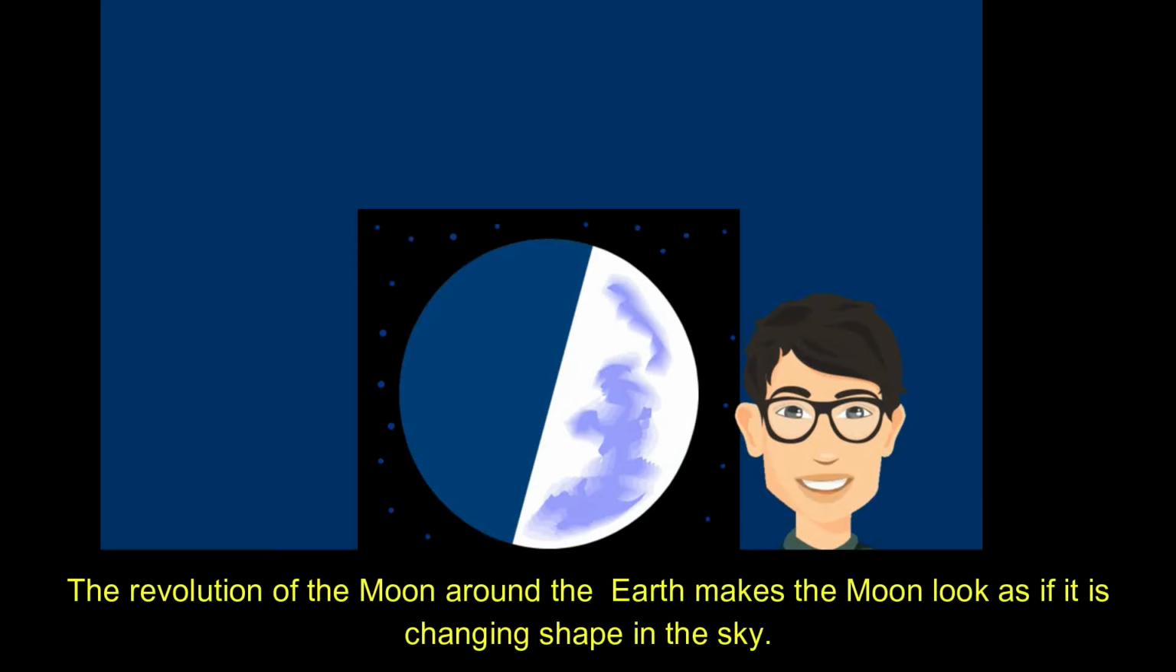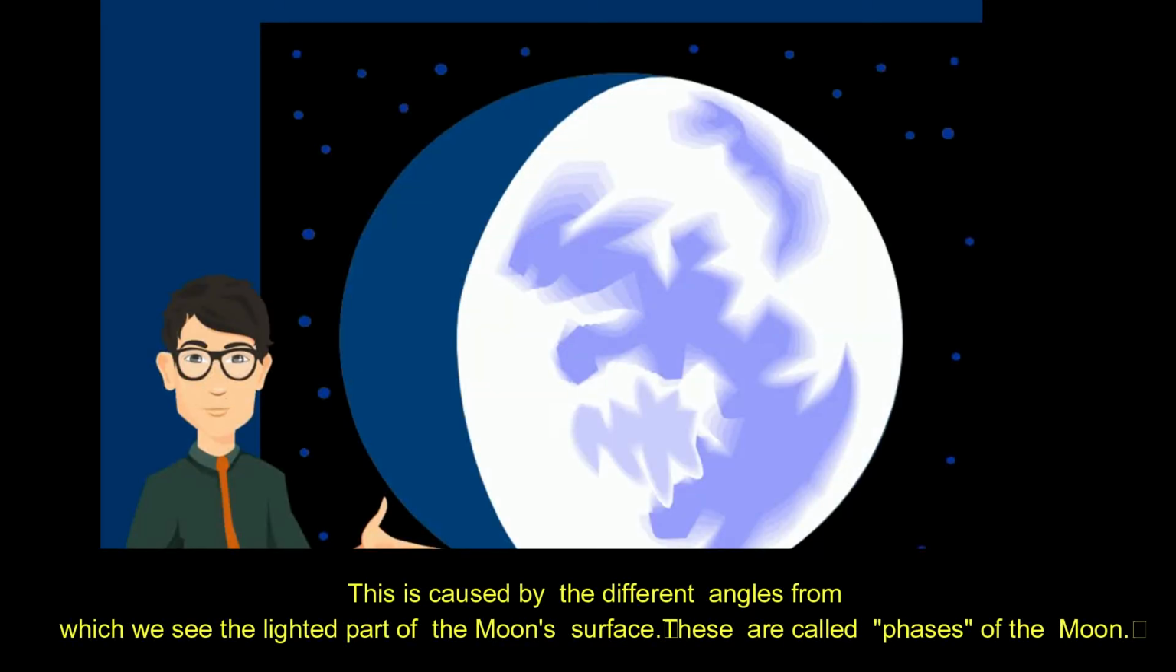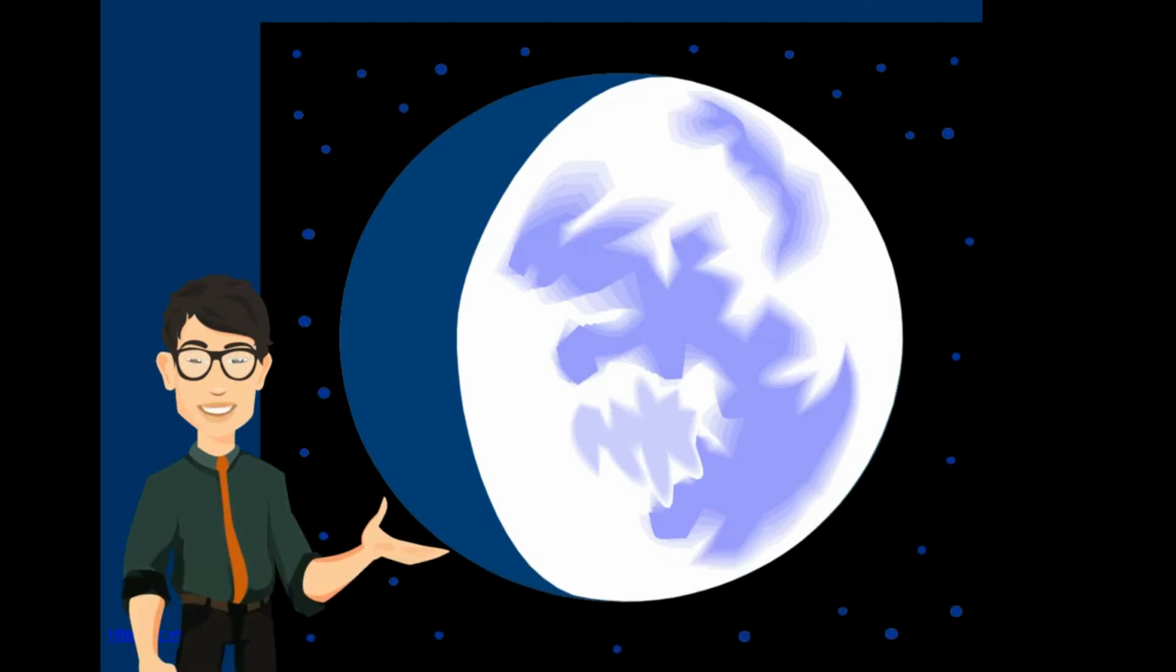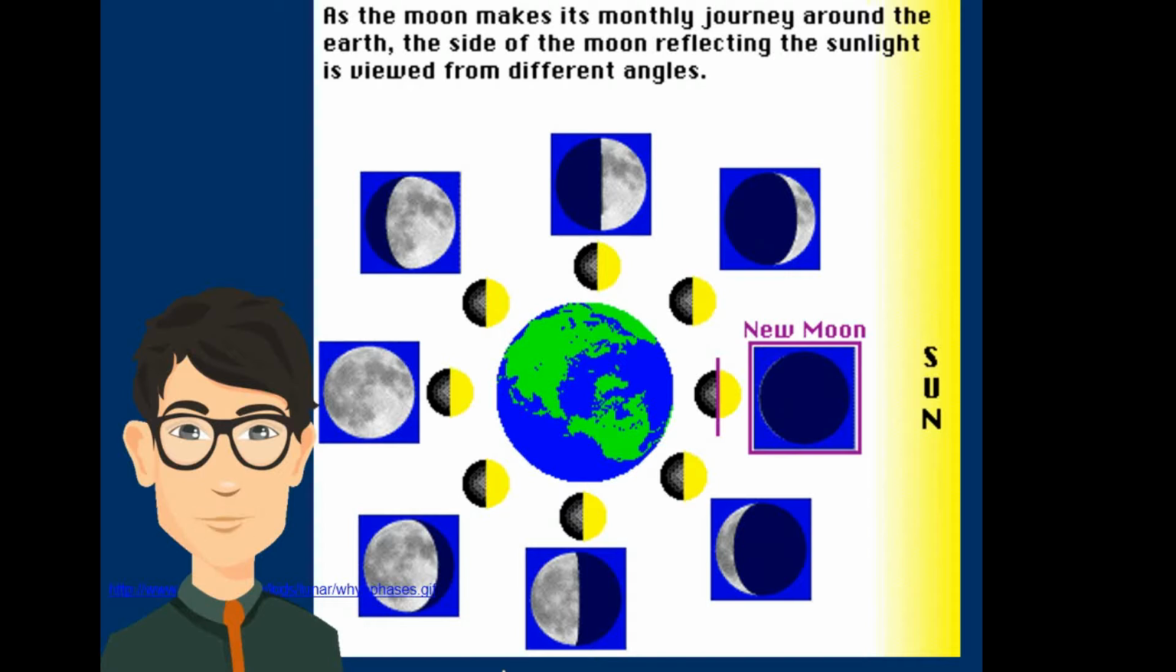The revolution of the moon around the earth makes the moon look as if it is changing shape in the sky. This is caused by different angles from which we see the lighted part of the moon's surface. These are called phases of the moon. A moon makes one complete revolution around the earth in 27 1/3 to 29 1/2 days.